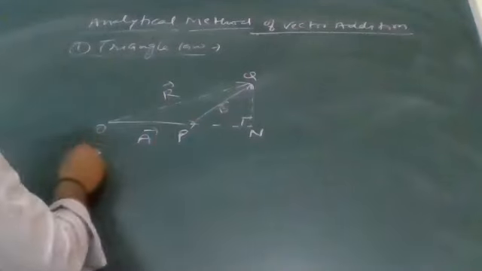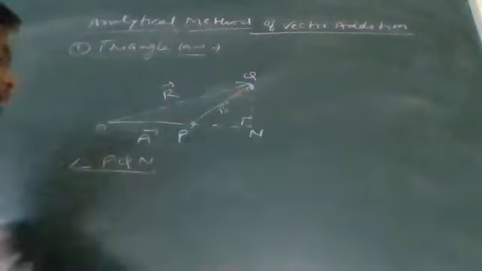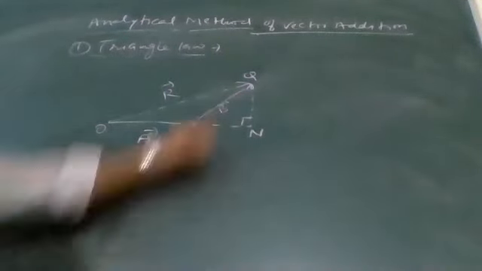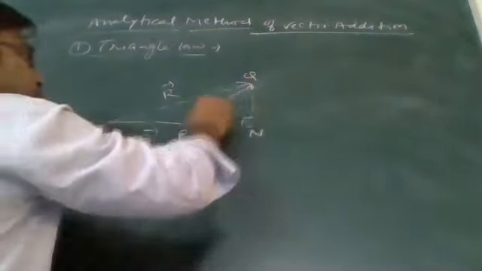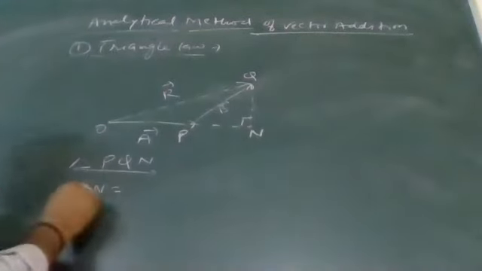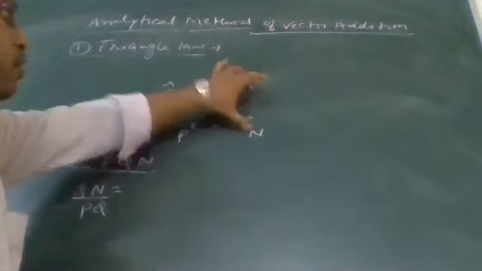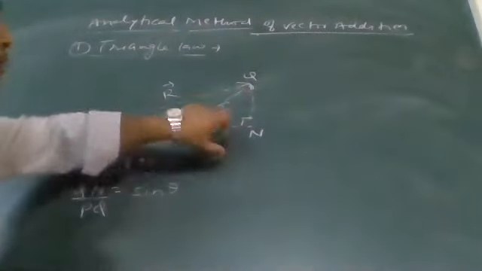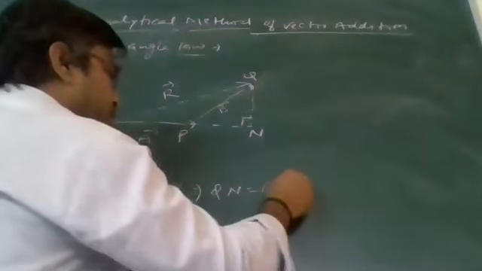Now, first, consider the triangle PQN, which is a right angle triangle. If I want to find the value of QN, take QN by PQ, perpendicular by hypotenuse. What will you obtain? Sin theta. PQ is represented by B, so I can write QN is equal to B sin theta.